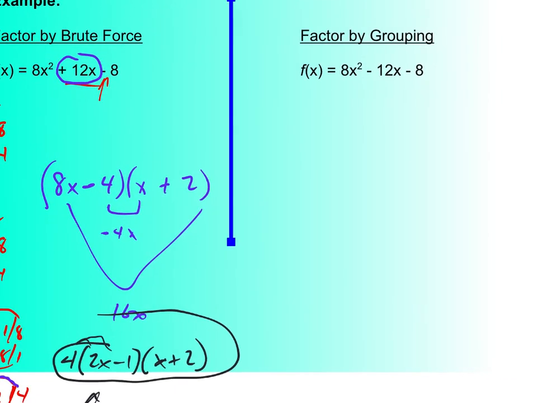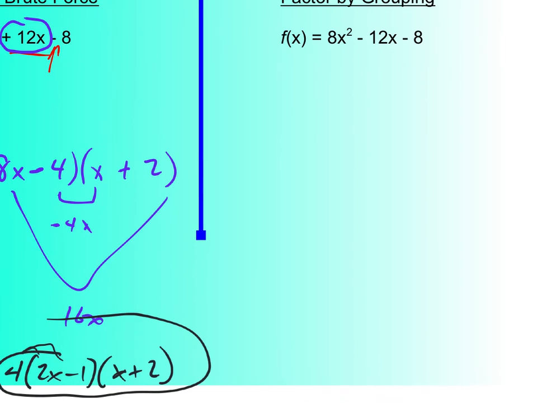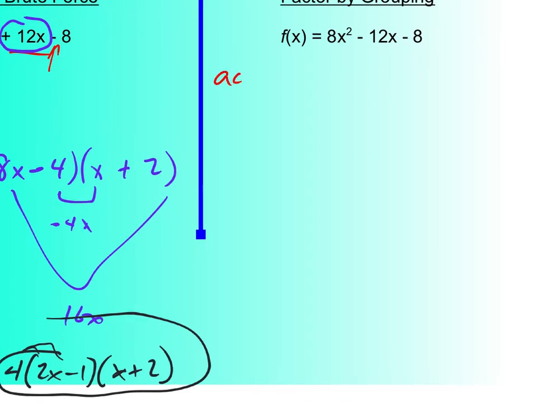Now, factoring by grouping, again, if we didn't factor out the 4 right away, what we'd have is AC would have a negative 64 value, 8 times negative 8, which means our factors of 64 would be 1 and 64, 2 and 32. Let's see, what do we have? 8 and 8, we know. 4 and 16, we know.